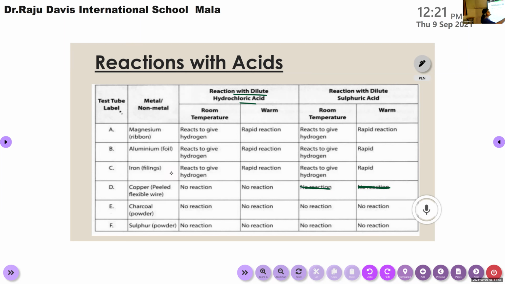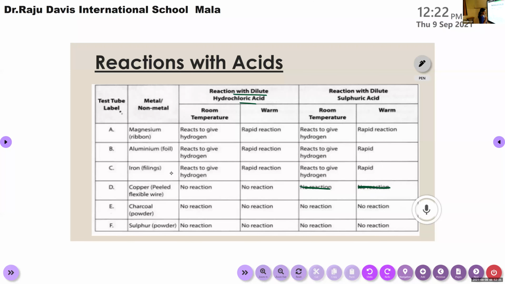The same observation in the case of sulfuric acid also. It will react to give hydrogen at room temperature. Then on heating, the reaction will be very fast. In aluminium also, the same observation will be there. It will react to give hydrogen at room temperature. On warm condition, it will be rapid. Same with dilute sulfuric acid.